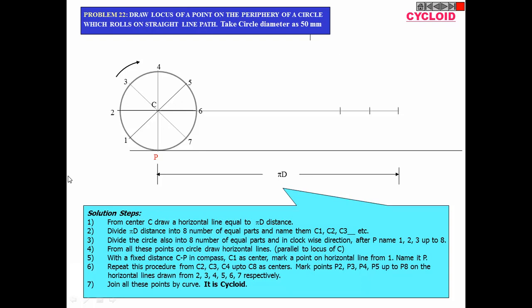Then we will transfer these sections which we have carved out of the circle. This P2, 1, 1, 2, 2, 2, 2, 3. How many sections are there? 1, 2, 3, 8 sections. So we have transferred these 8 sections on the straight line.